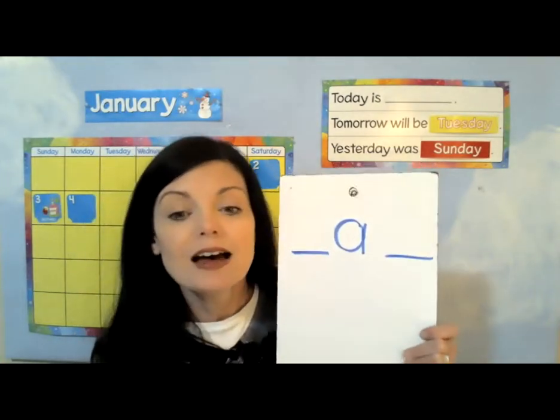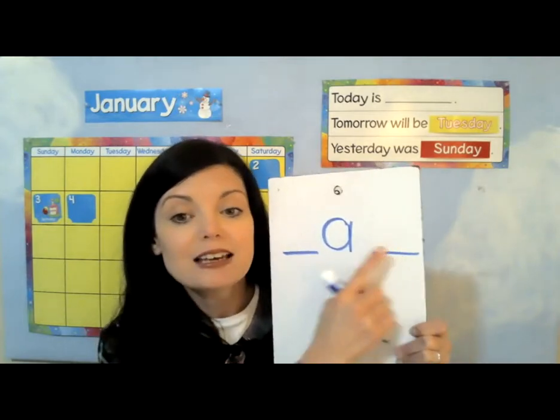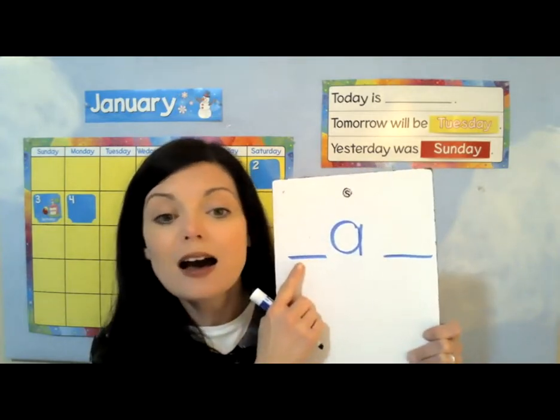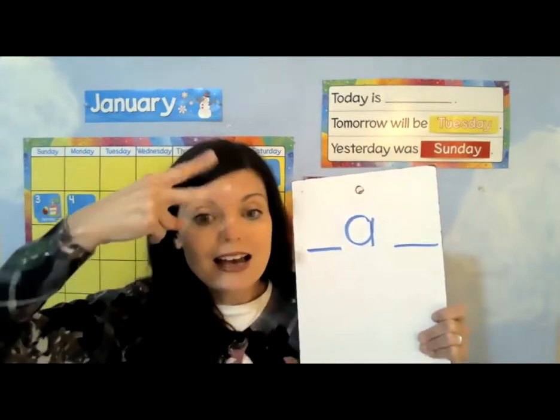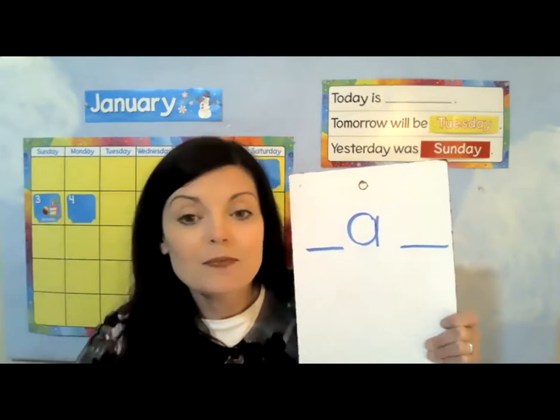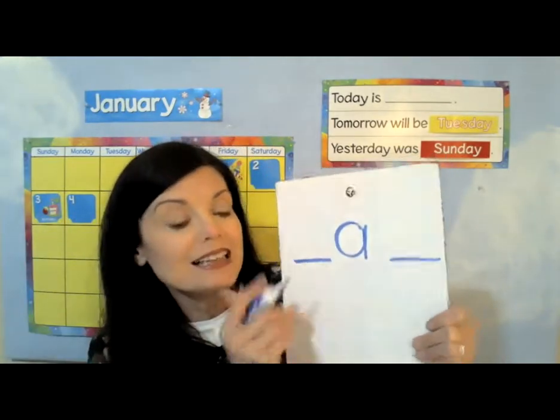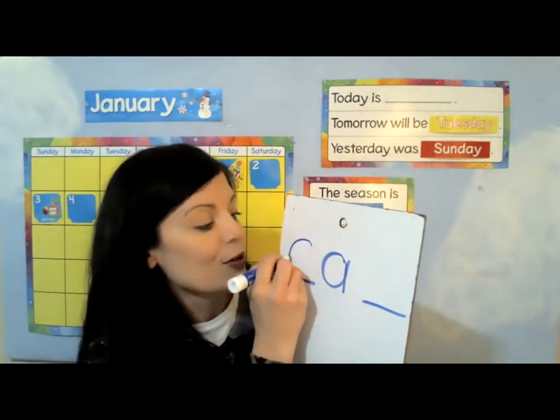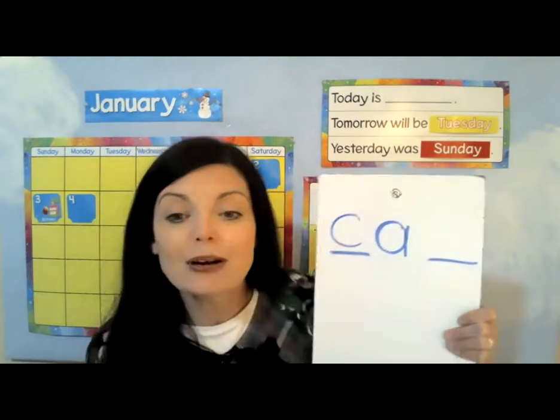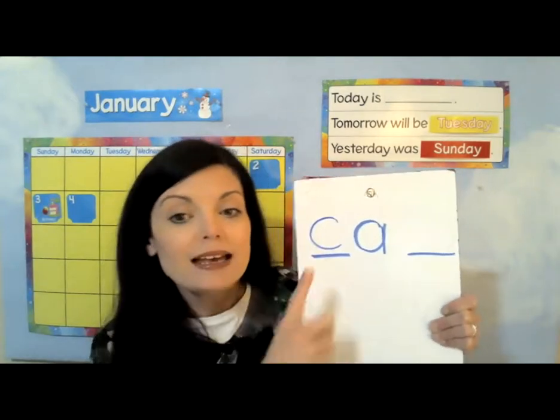K, k, k, at, t, t. What letter makes the k sound as in cut? K, k, k. It's letter C. Letter K also makes that sound, but for cat, we're going to use letter C.